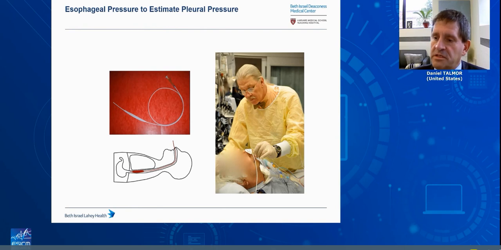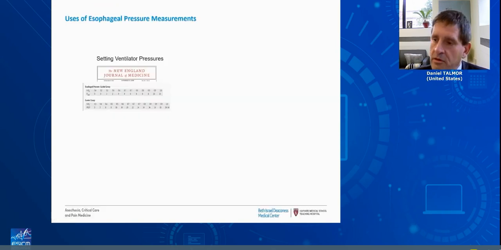The only feasible way at the bedside is to use an esophageal balloon. These are very long, thin balloons placed through the nose or through the mouth into the esophagus and into a retrocardiac position. Here you can see our chief of respiratory therapy placing one at the bedside. And when those esophageal balloons are placed, we can use the measurement or estimate of the pleural pressure to calculate transpulmonary pressure and set the ventilator. And that's what I'm going to concentrate on today.